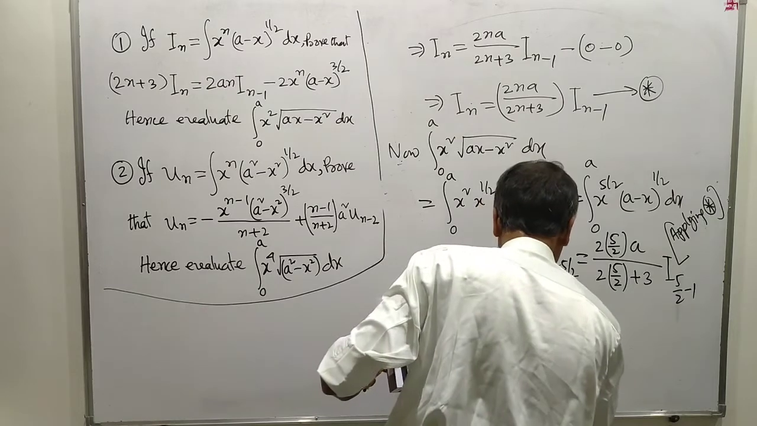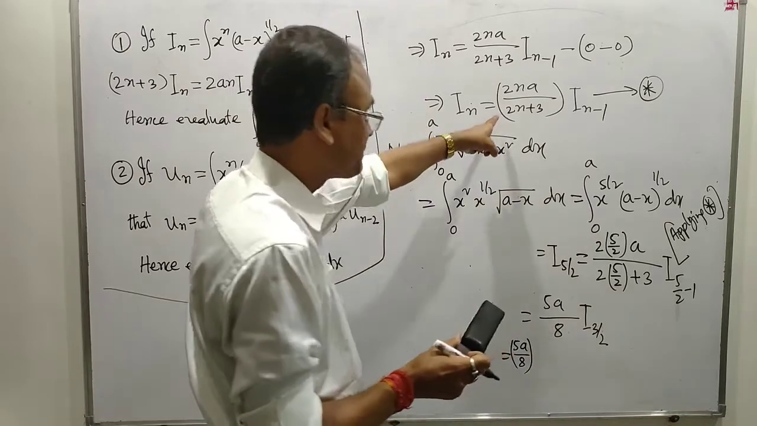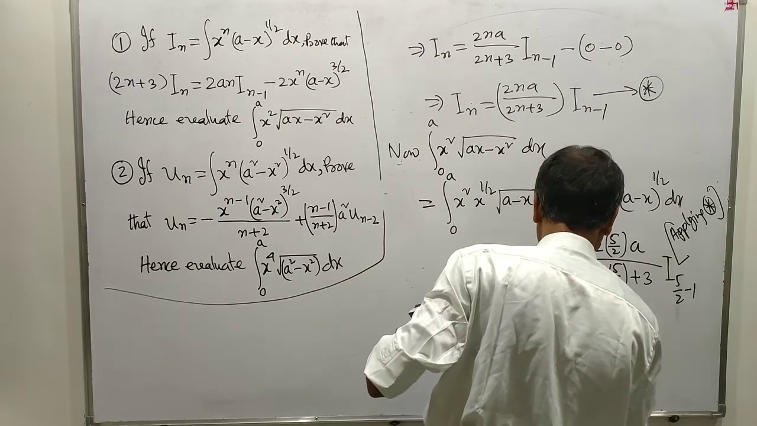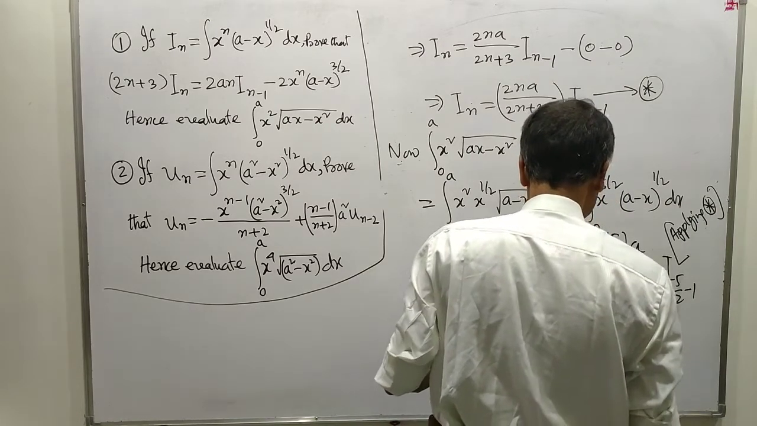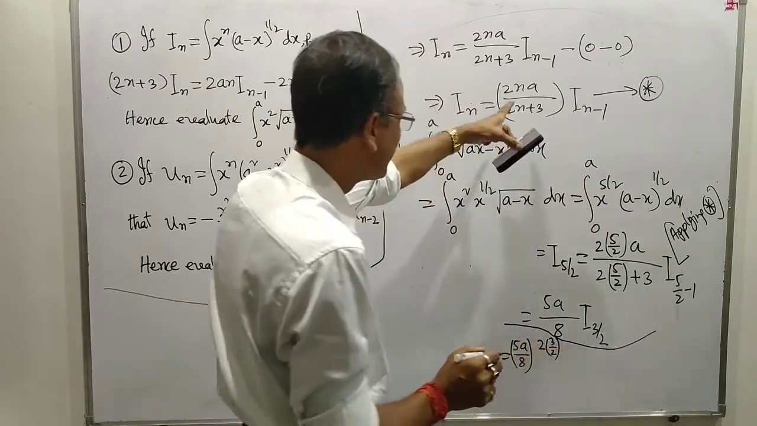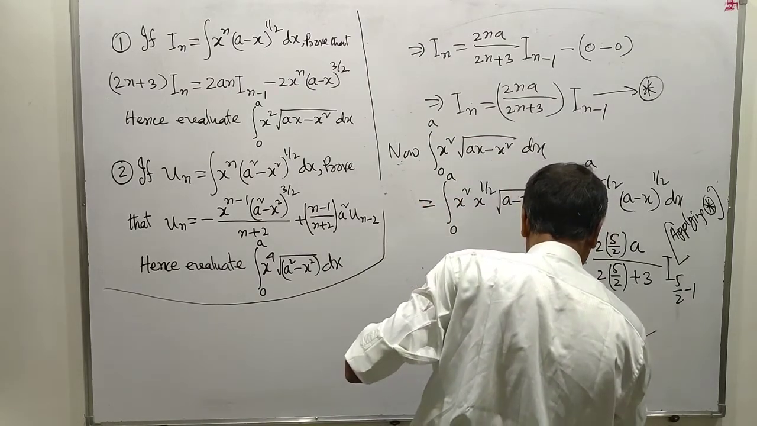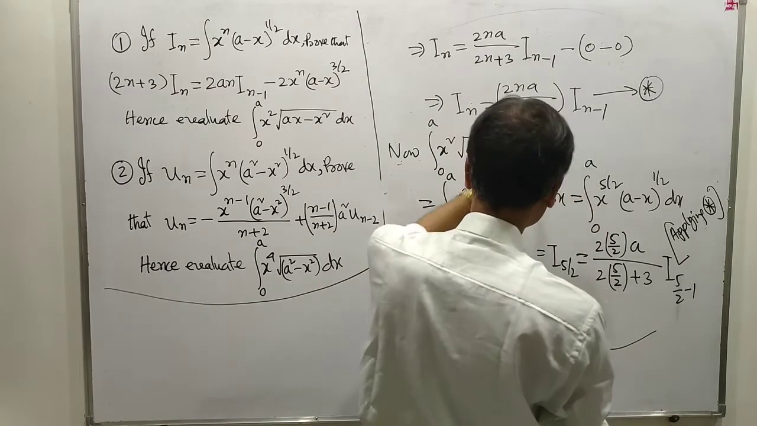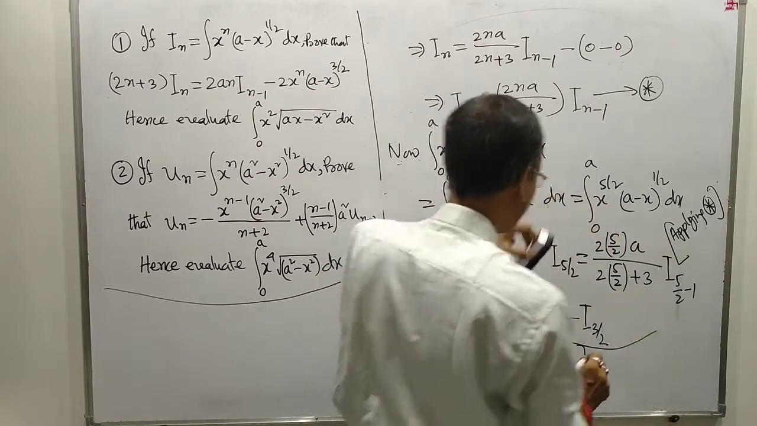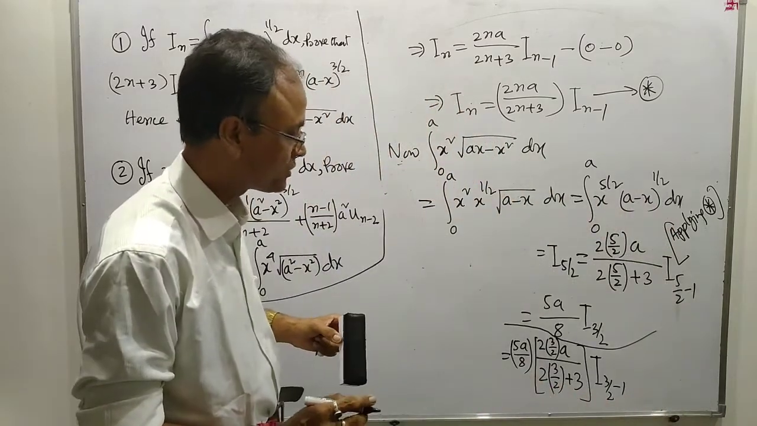Now, this is equal to 5a by 8 I3 by 2. Again apply star. 2 times of 3 by 2, this term is 2 times of 3 by 2 into a, divided by 2 times of 3 by 2 plus 3, I 3 by 2 minus 1.